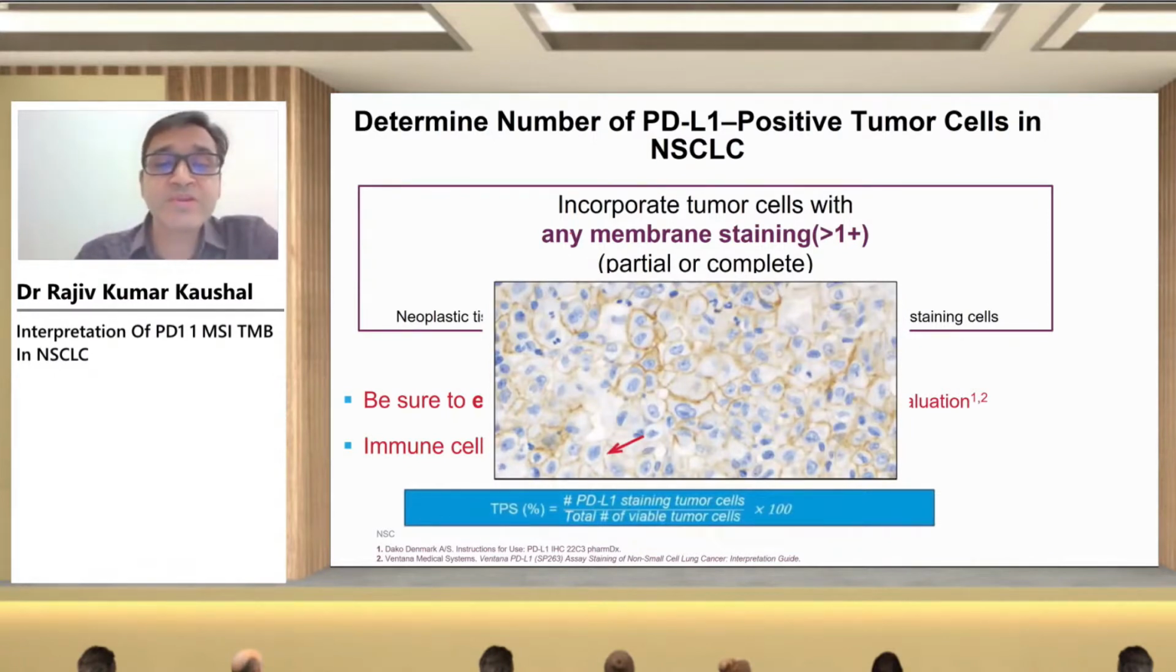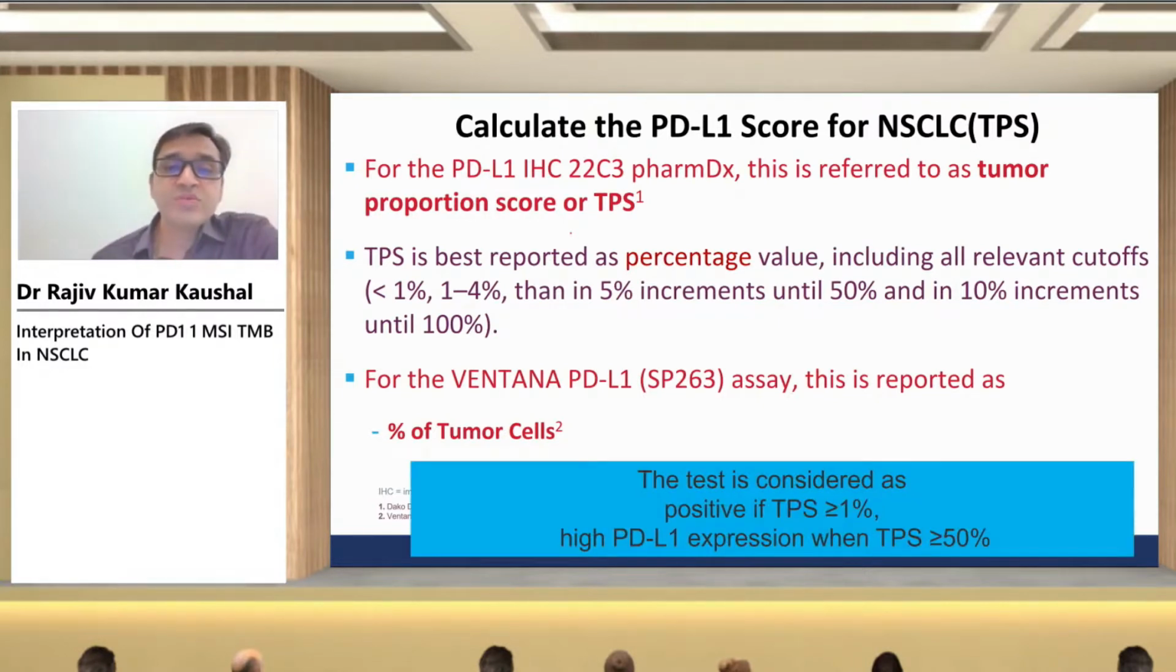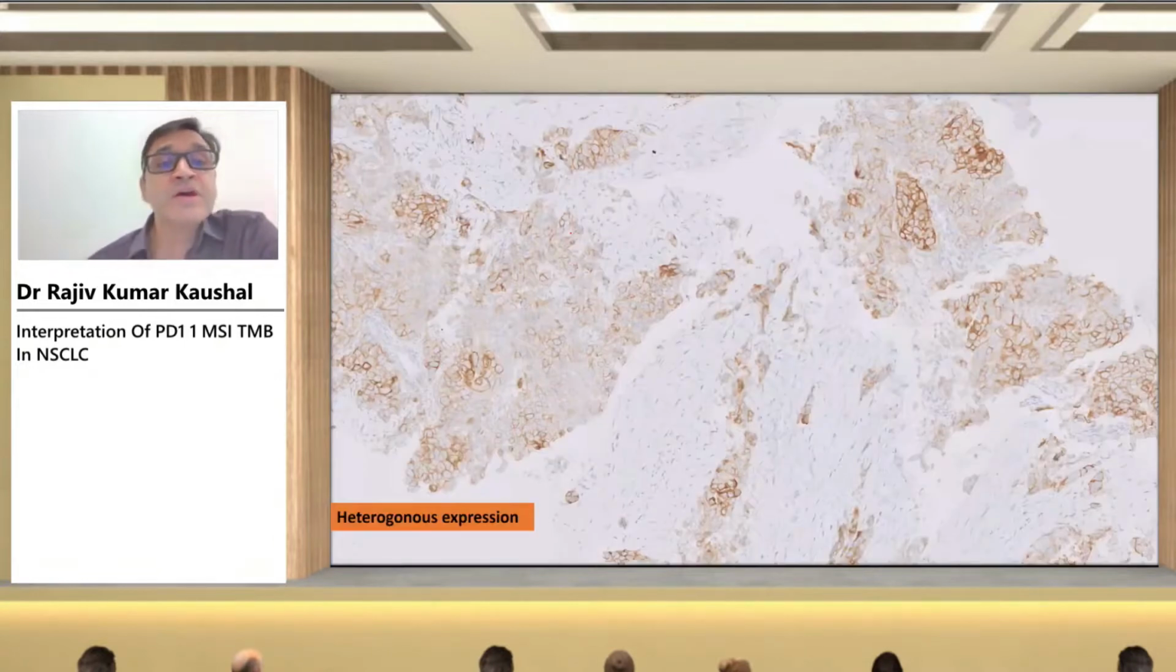If there is membranous expression, even if it is weak, it is taken into account. TPS scoring you should give only if you are using 22C3. Otherwise, if you are using the SP263 antibody clone, just mention the percentage of tumor cells which are expressing PD-L1. Any expression of 1% or more is considered positive, but high PD-L1 expression is considered when the TPS is more than 50%.